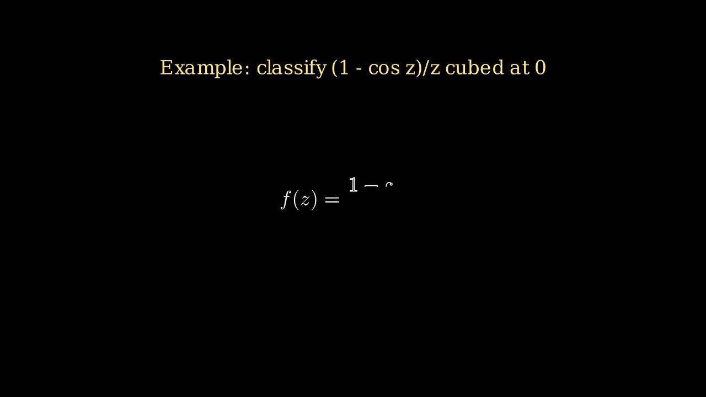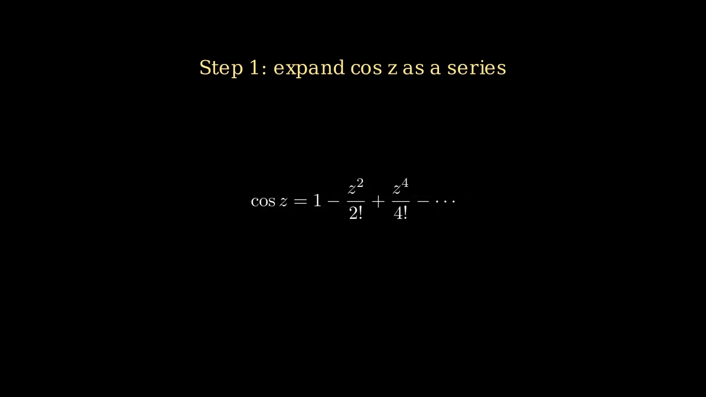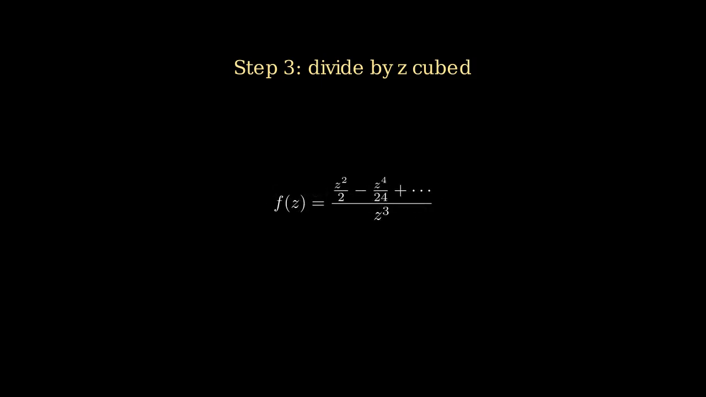Worked example. Classify the singularity of f of z equals (1 minus cosine z) over z cubed at z equals 0. Step 1. Expand cosine z. Cosine z equals 1 minus z squared over 2 factorial plus z to the 4th over 4 factorial minus more terms. Step 2. Find 1 minus cosine z. This equals z squared over 2 factorial minus z to the 4th over 4 factorial plus more terms. Step 3. Divide by z cubed.